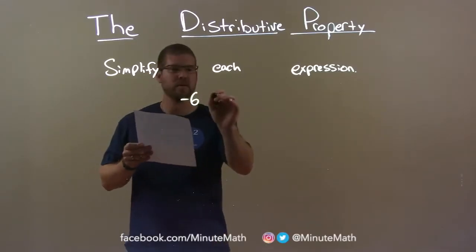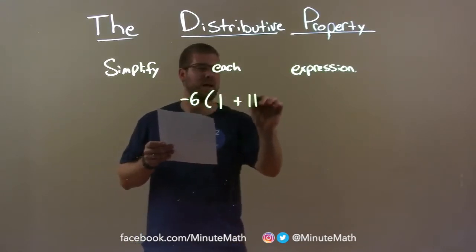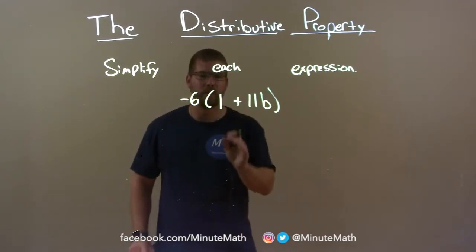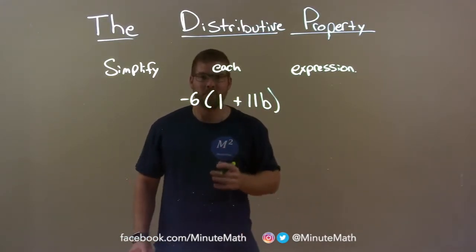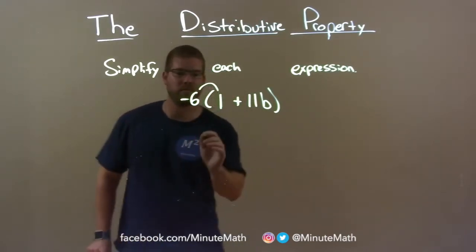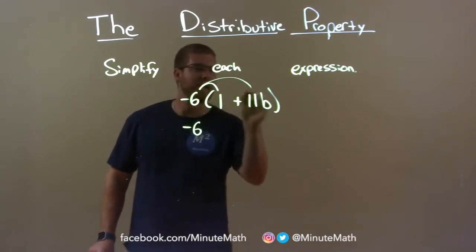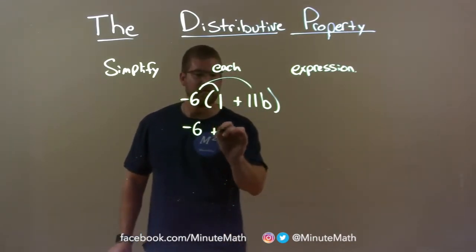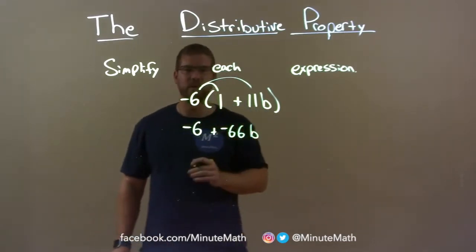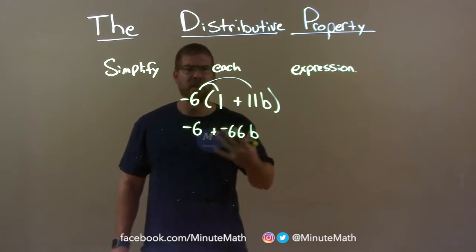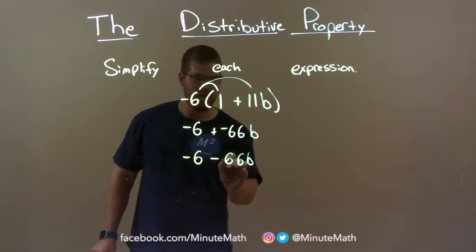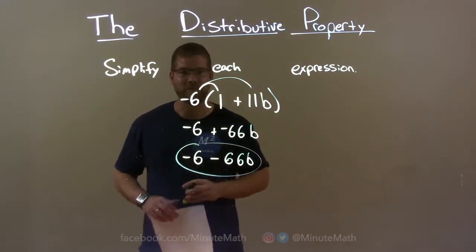Negative 6 times 1 plus 11b, okay? First step here is I look within my parenthesis. Can I simplify? The answer is no. Okay, so now we have to distribute the negative 6 to both parts. Negative 6 times 1 is a negative 6. Negative 6 times 11 is a negative 66, and we keep the b, okay? So we have negative 66b there. Now, adding a negative is the same thing as subtraction, so we have negative 6 minus 66b, and there we have our final answer.